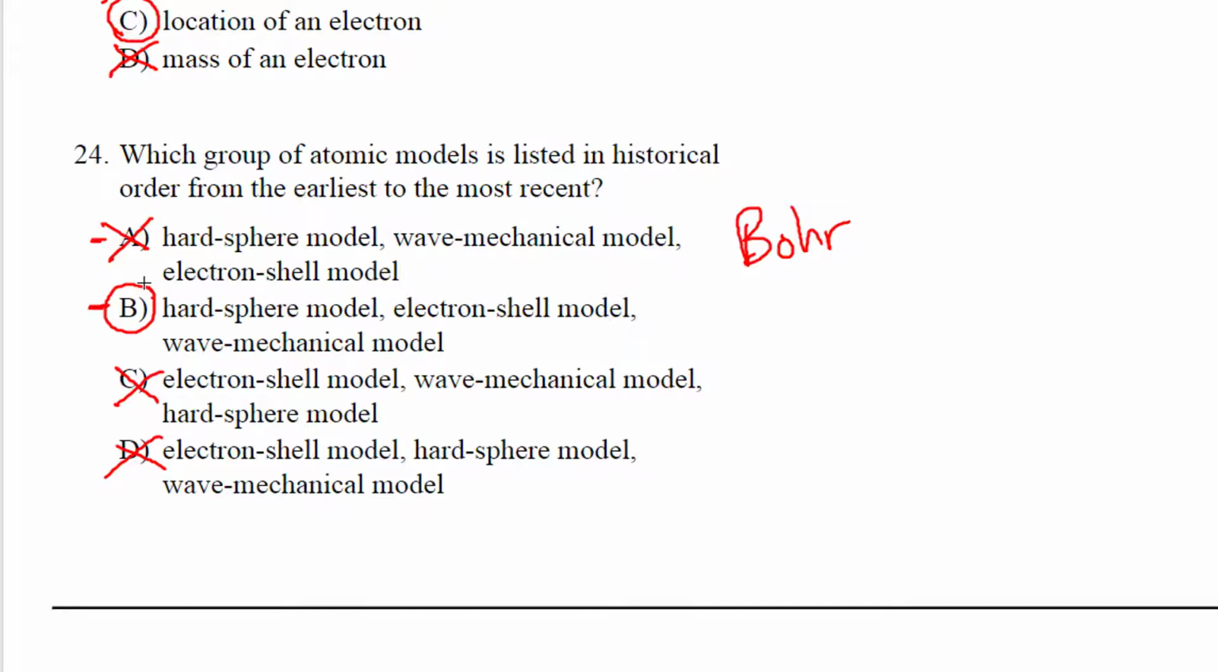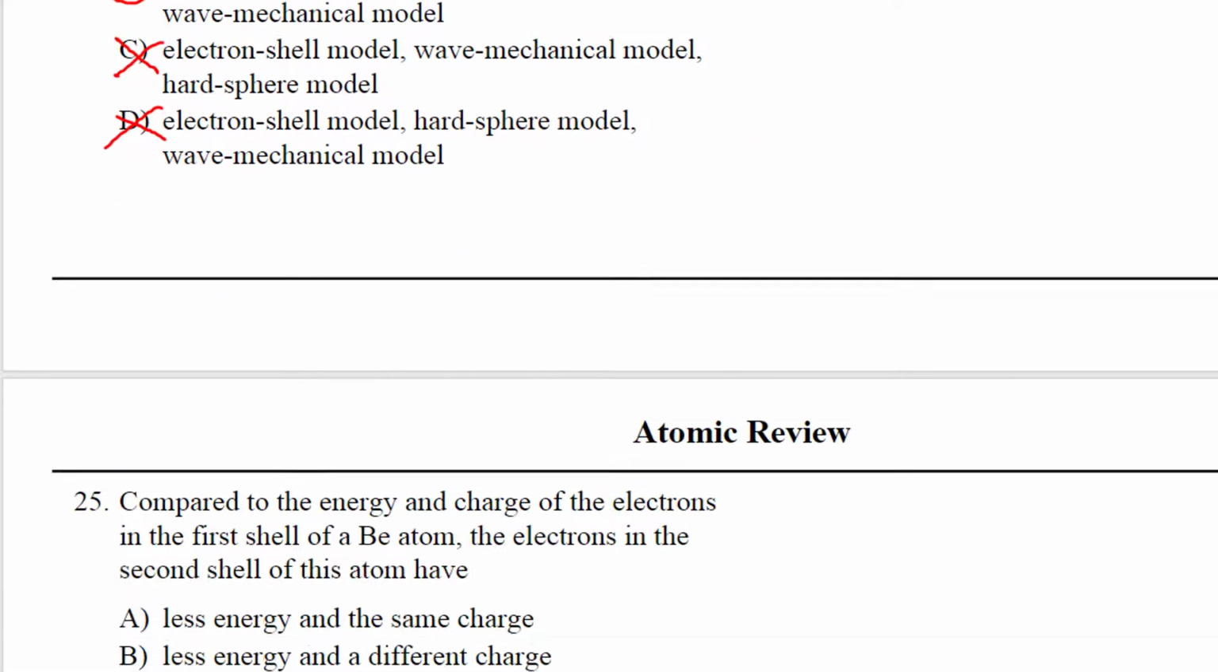Notice they have left out the plum pudding model, which was Thomson's model, and the gold foil experiment model, or the Rutherford model, that came between the hard sphere and the electron shell. Don't forget about those. They are still around.